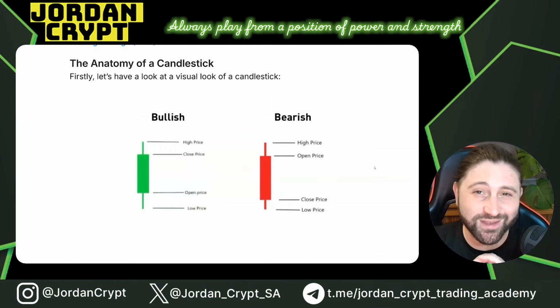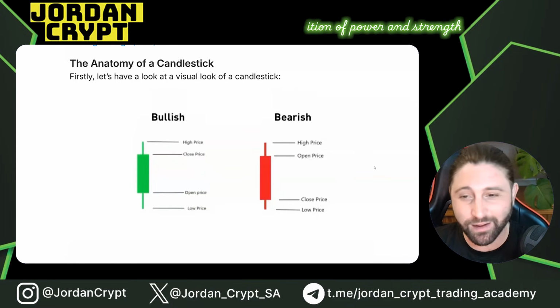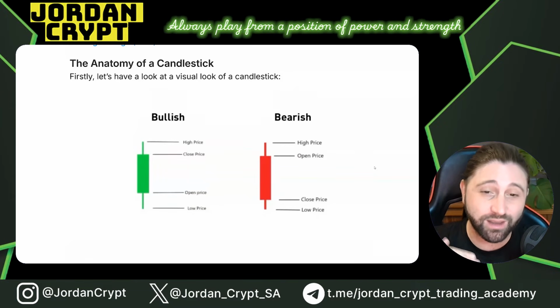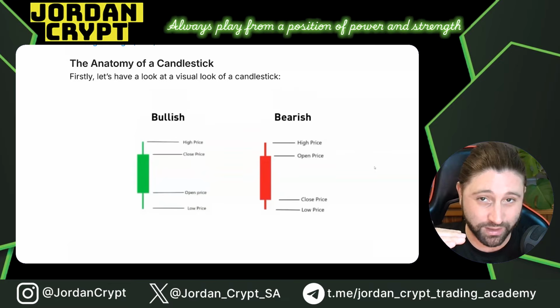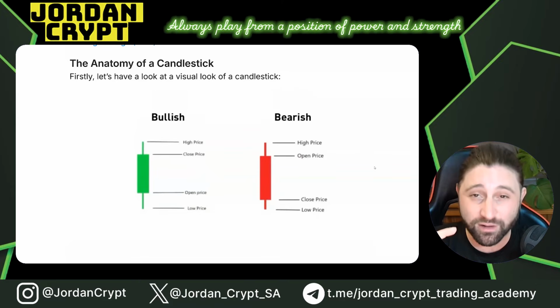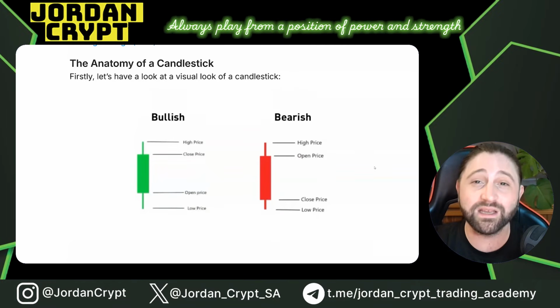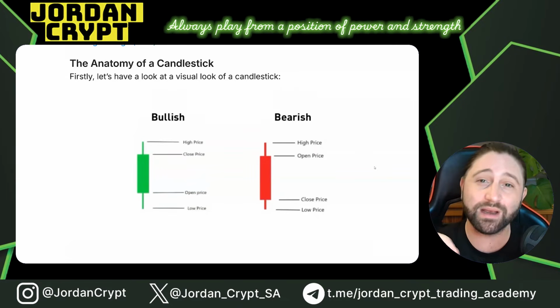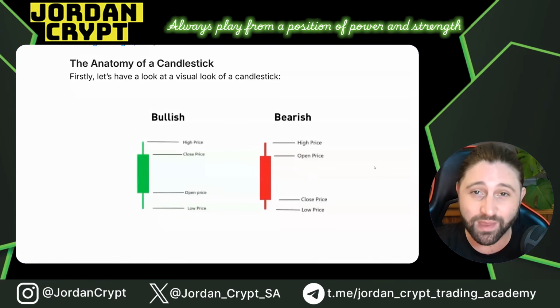So let's first get into the anatomy of a candlestick. Here you can see a typical bullish and bearish candlestick with the open price, the low price, the high price, and the close price. Spend as much time as you need here trying to understand this first. The open price is the price at which that asset is at the opening of the candle on that time frame. Price then moves within the candle, creating a low and a high, and then the close price is when price moves out of that candle on that time frame.